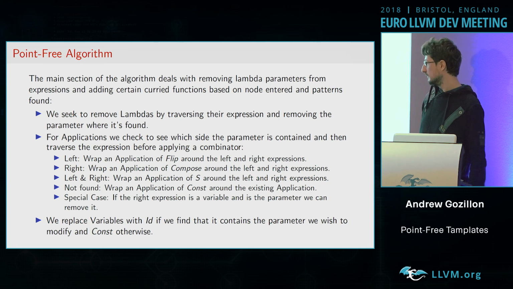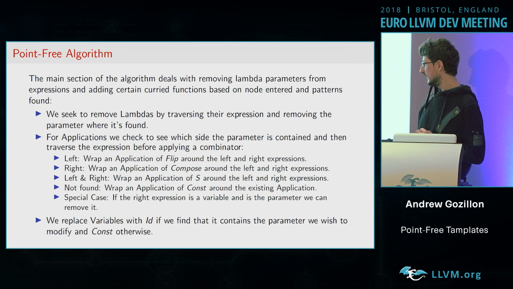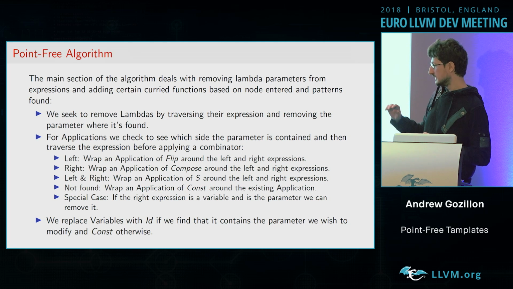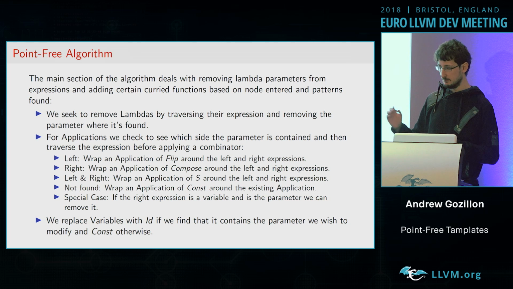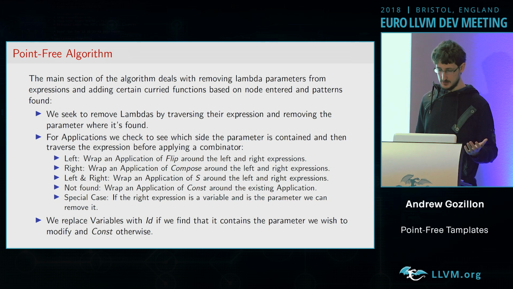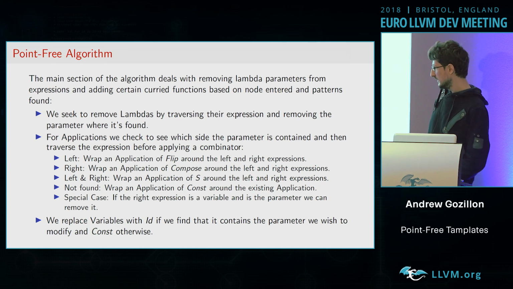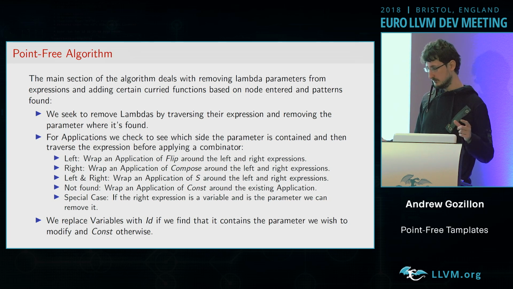If it's on the left side, we apply a flip, so we can flip it around to the right-hand side of the expression. If it's on the right-hand side, then it's already in order, so we don't need to modify anything. We can just apply composes and chain them together to get the end result. If it's on the left and right, then that's a value that's been passed to two expressions at the same time, so we need to apply the S combinator, which passes values to two different sides of an expression and then combines them together to get the end result.